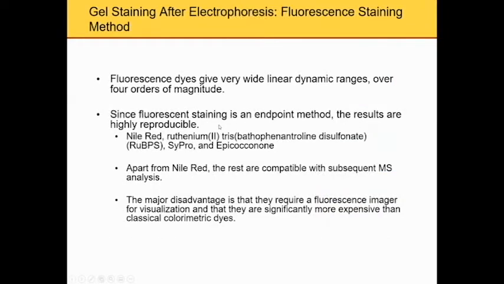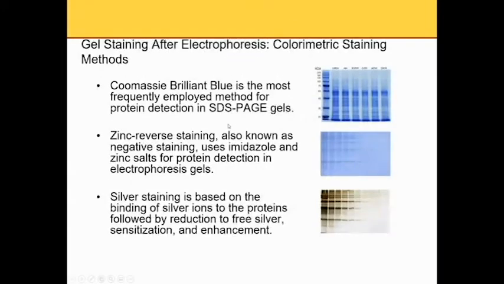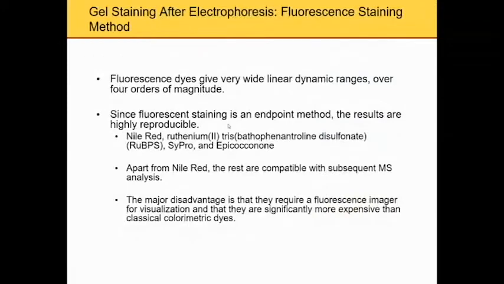And also you can use the fluorescent staining technique to stain the gel. These are the colorimetric staining methods, and this is the fluorescent staining method. That can give a very wide linear dynamic range over 4 orders of magnitude. These are lists of the fluorescent dyes that you can use to stain the gel.